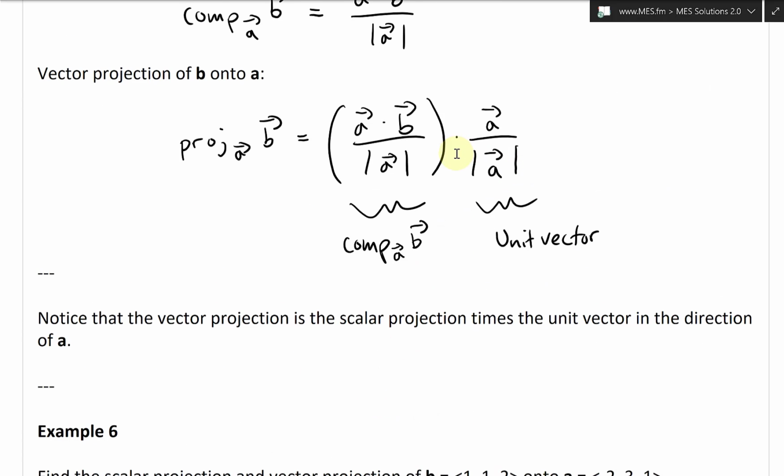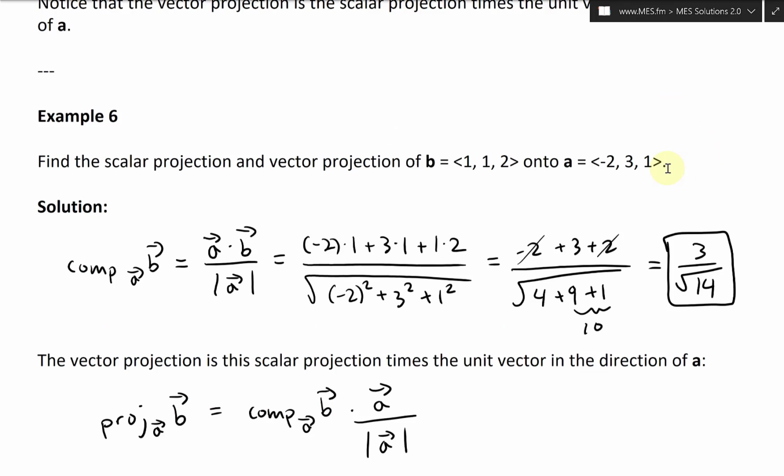And actually, this part you can simplify further. Actually, I forgot to do this. This is just going to be A dot B over A squared, and then times A. So there's the dot product there, and then multiply it all out. When we simplify this, the length of A times the length of A is going to be the length of A squared. That's fascinating stuff. And then there's the dot product.